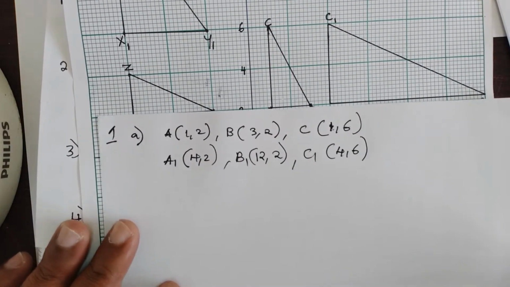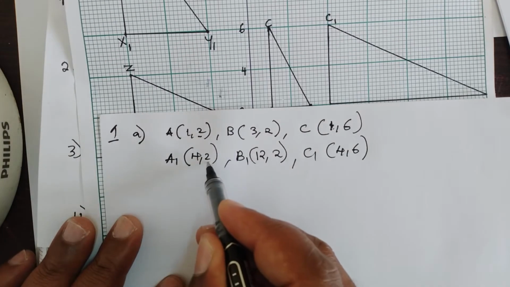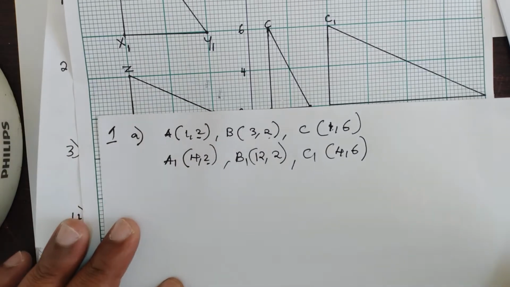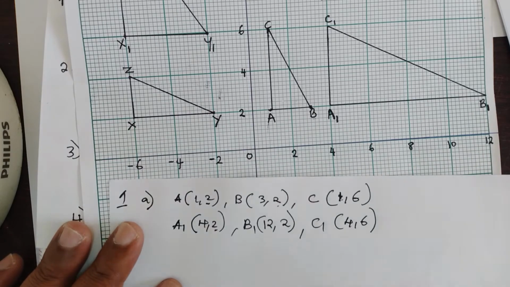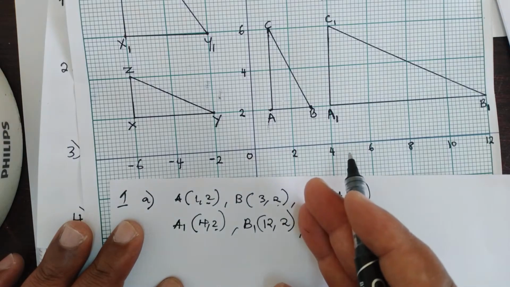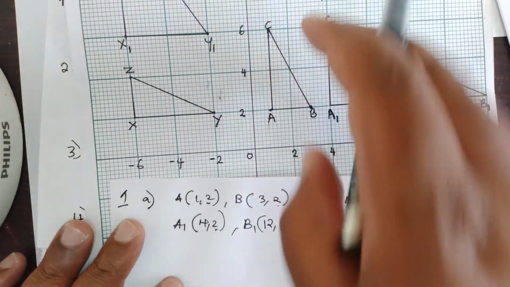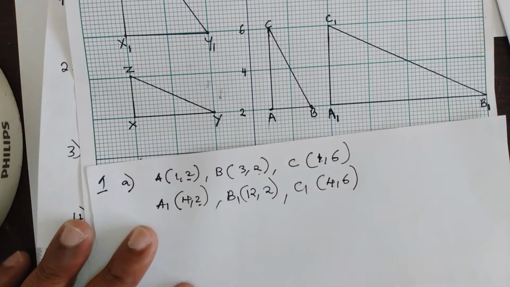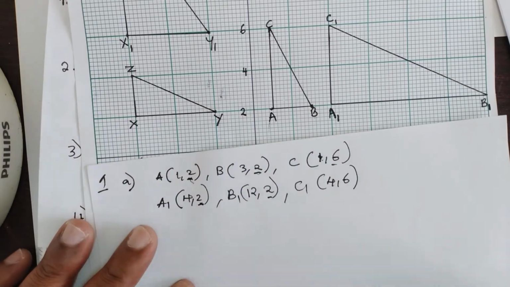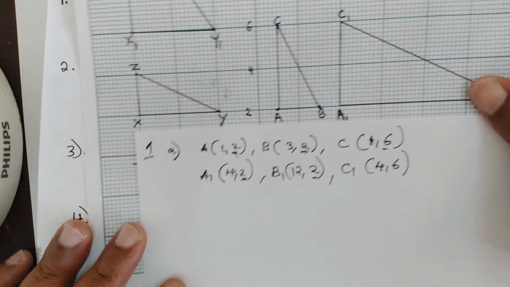Now, when you compare, you realize that the y coordinates are unchanged. Then it means the invariant line is parallel to the y-axis. Or it could be the y-axis, because that's why you're seeing the pull is going this side, because the pull is always perpendicular to the invariant line. So actually, because the y coordinates have not changed, the invariant line is the y-axis.